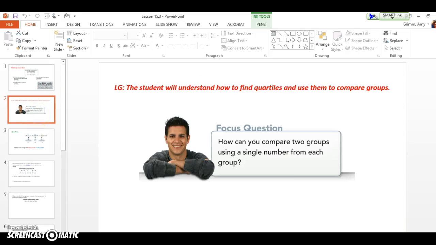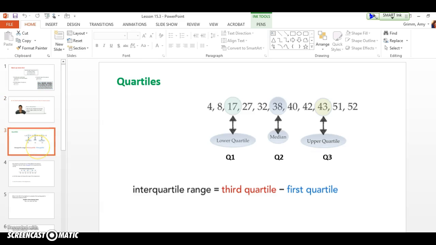Learning goal today: the student will understand how to find quartiles and use them to compare groups. So today we're going to be talking about quartiles and interquartile range. So let's ask, what are quartiles and interquartile range?